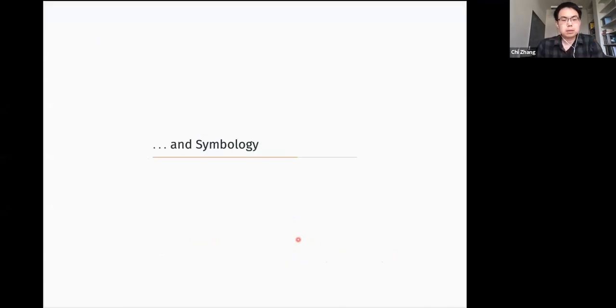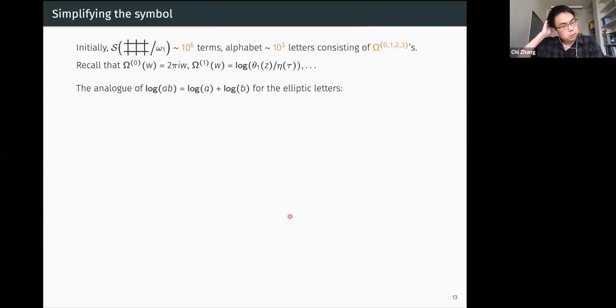So now let's turn to the symbol. The computation of a symbol is straightforward. Initially, the symbol has millions of terms and consists of thousands of letters. But more importantly, all these letters are functions on the torus, so their relations are not as transparent as the symbol letters for the polylog.